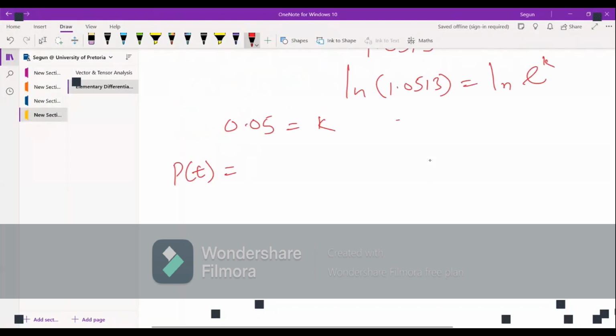P of t is equal to 1,500 exponential 0.05 t. Please just hold on. I think one of the students is coming.